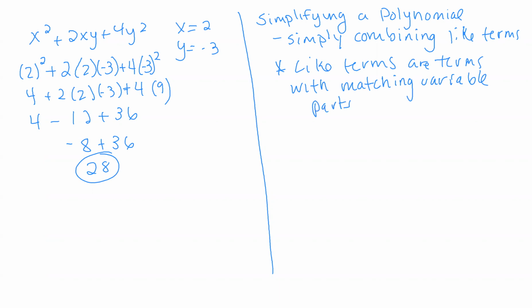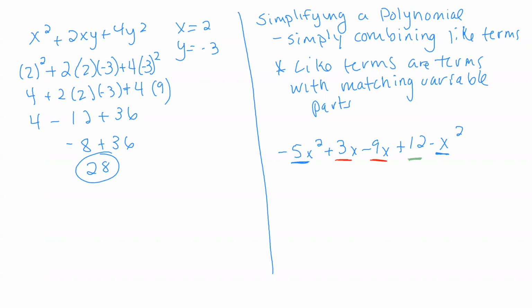So for example, I could have something like negative 5x squared plus 3x minus 9x plus 12 minus x squared. So we have basically three different types of like terms here. We have the terms that have the x squared. So those I'll underline in red or blue. We have the terms that have just an x. I'll underline those in red. And then we have the constant term.